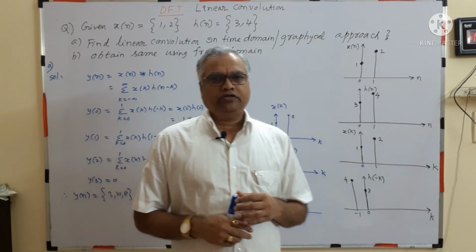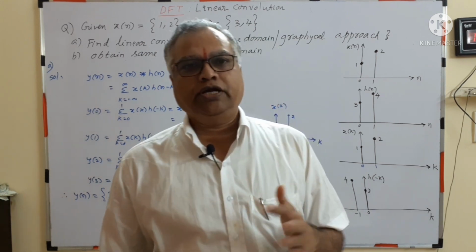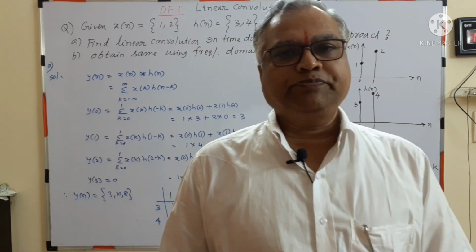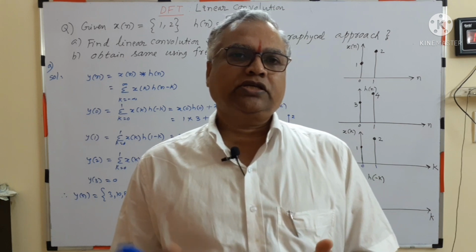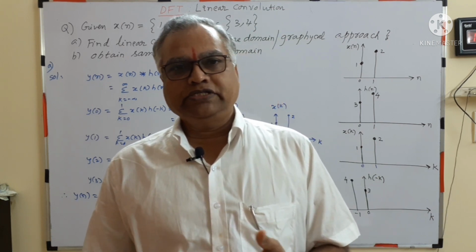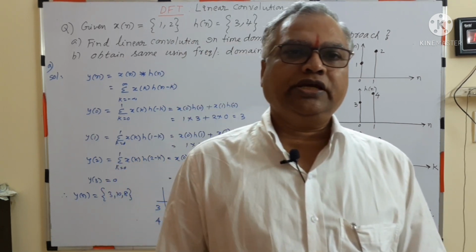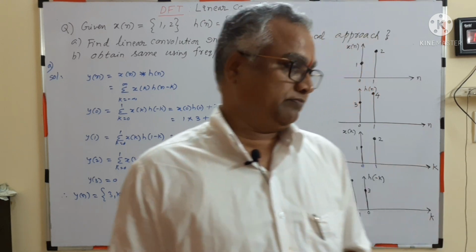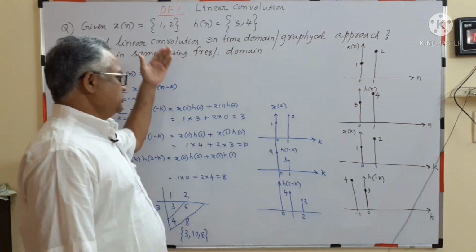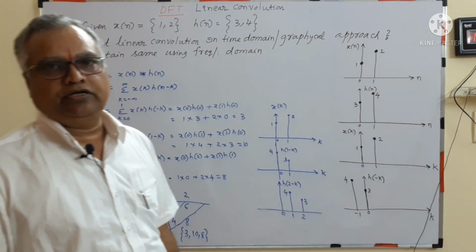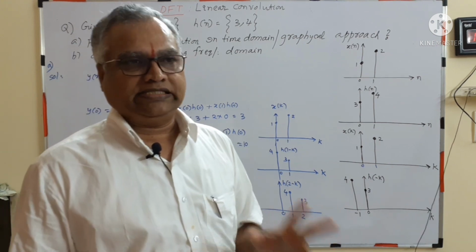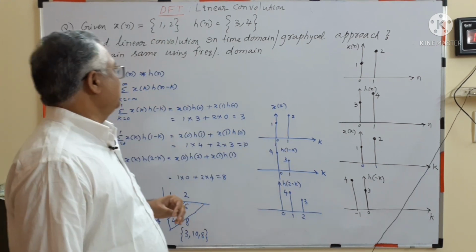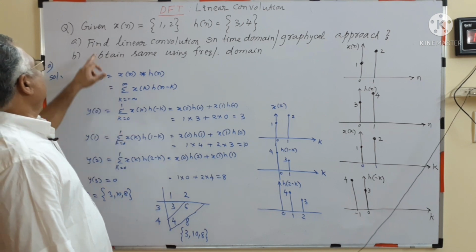Convolution is between non-periodic and periodic signals. If it is periodic, it is called circular convolution. If it is non-periodic, it is linear convolution. So I will explain this in the time domain with the help of one example. All of you listen carefully.